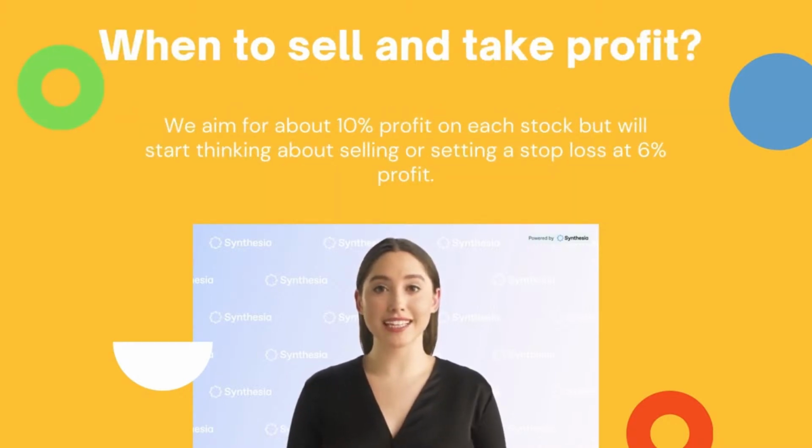When to sell the stocks and take profit. We aim for about 10% profit on each stock, but we'll start thinking about selling or setting a stop loss at 6% profit.